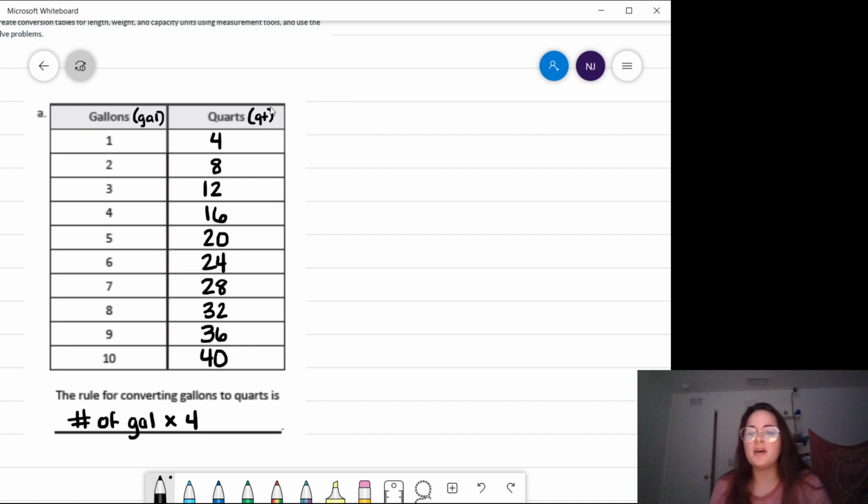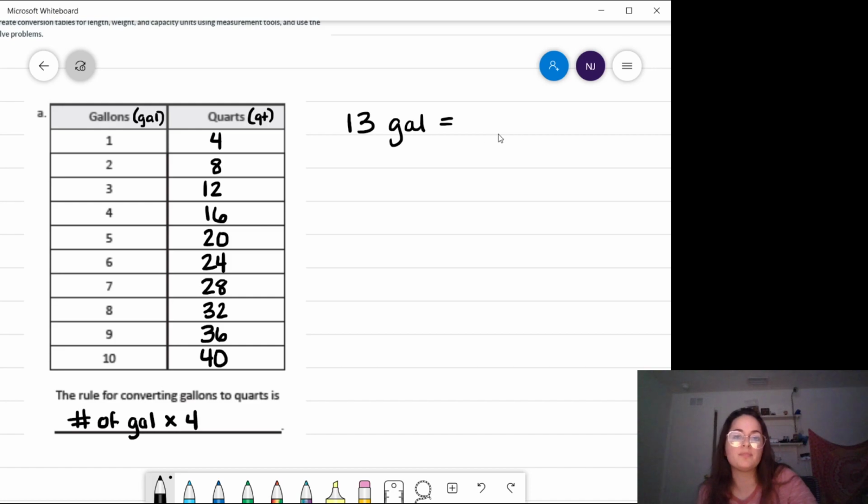All right, so now I want us to think, how can we figure out how many quarts are in 13 gallons? You might remember some strategies that we used from lesson 1, and you can apply that here because we are doing the same thing. We're converting units. So go ahead and pause the video and see if you can figure out how many quarts are in 13 gallons.